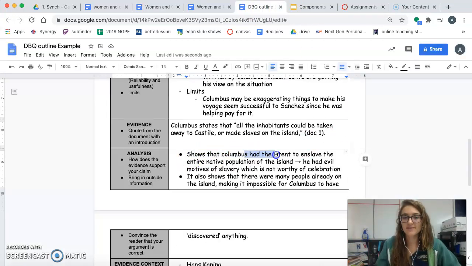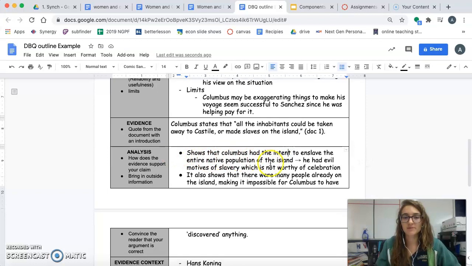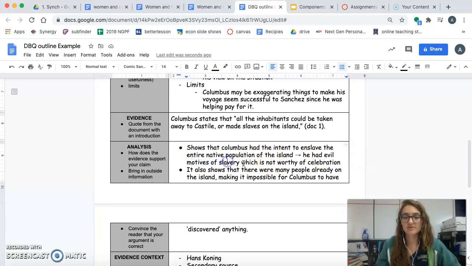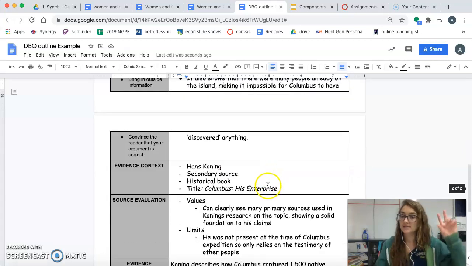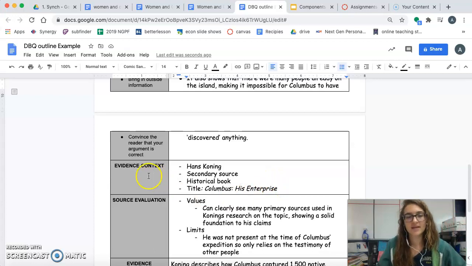So it shows that Columbus had the intent to enslave the entire native population of the island. He had evil motives for slavery, which is not worthy of celebration. It also shows that there are many people already on the island, making it impossible for Columbus to have discovered anything. Now I do my second evidence.